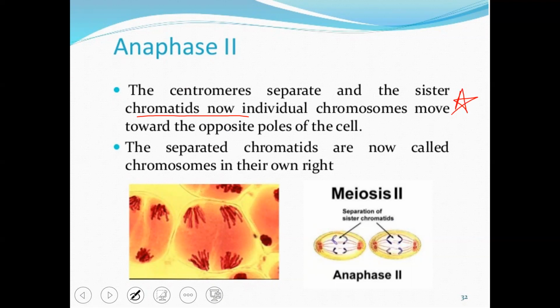Along with this, the separated chromatids are now called chromosomes in their own right. The chromosomal fibers, which are mainly made up of microtubules, attach themselves to the kinetochore, shorten, and pull the daughter chromosomes towards opposite poles. The arms of the chromosome gradually follow the centromere. At the poles, we observe that each has a haploid set of chromosomes. That is, the condition of the chromosomes will be haploid.